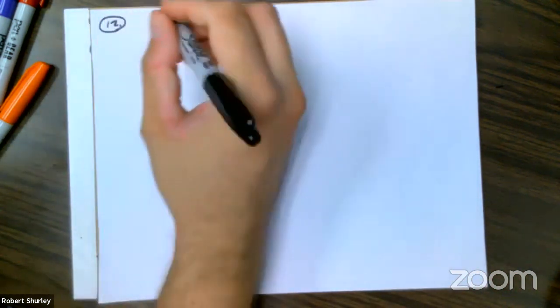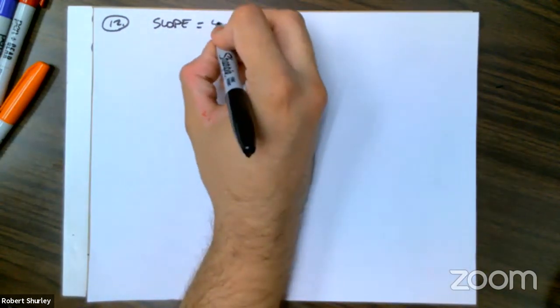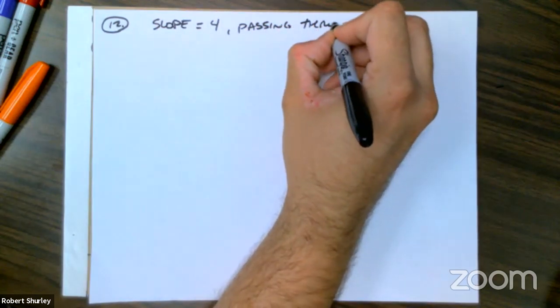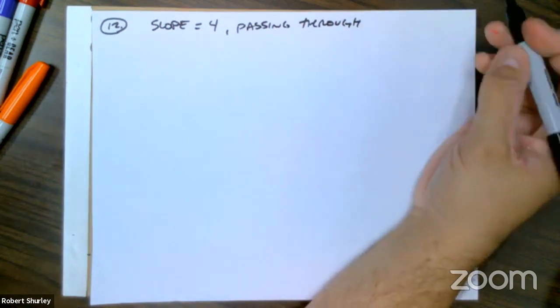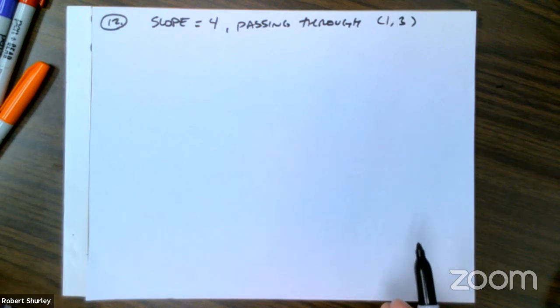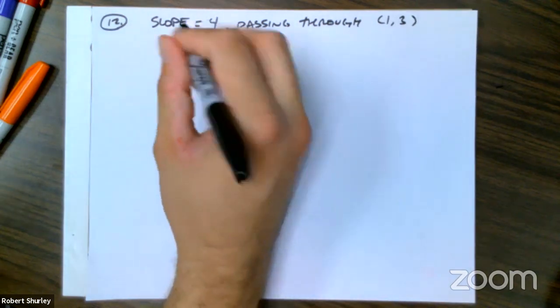So let's do number 12. It's on page 255, number 12. Use the given conditions to write an equation for each line in point slope form and slope intercept form. So number 12, it says the slope is 4 and it passes through 1, 3. So look, if I want to find y equals mx plus b, and it even tells us to do this, first I'm going to write this in point slope form. So step 1, point slope form.